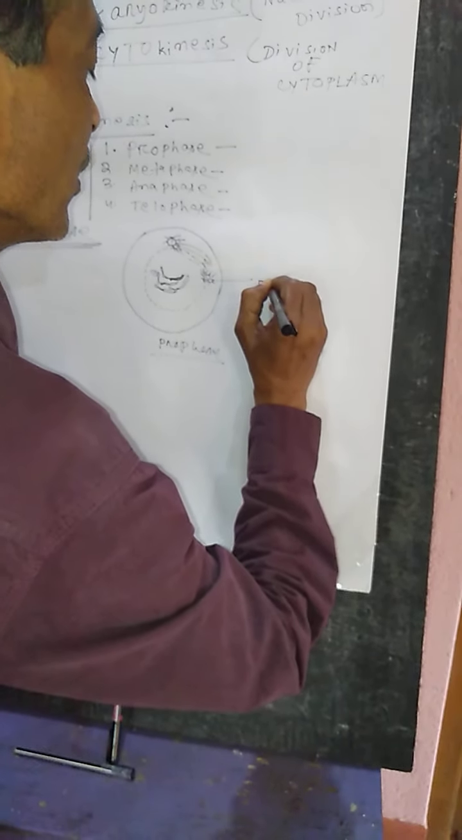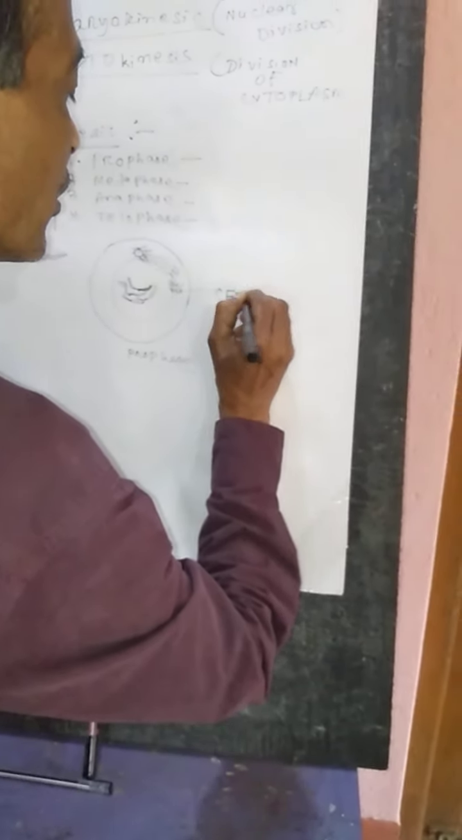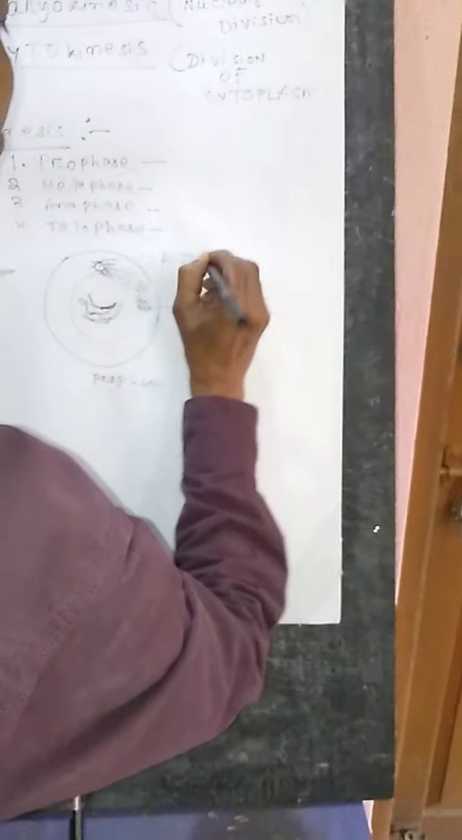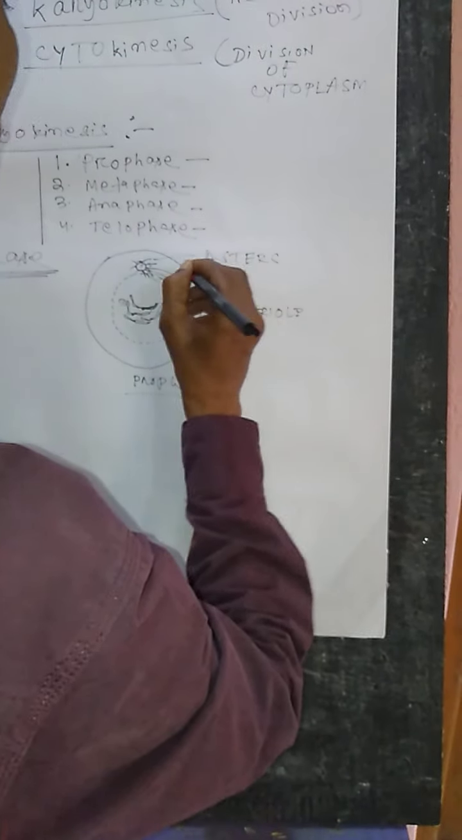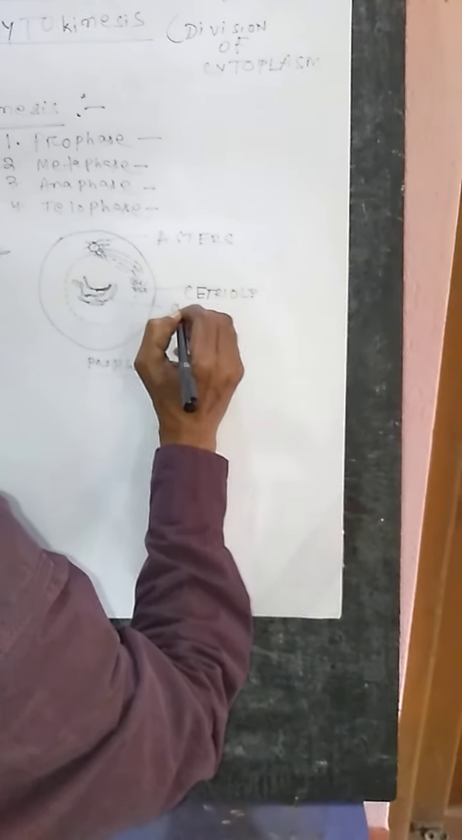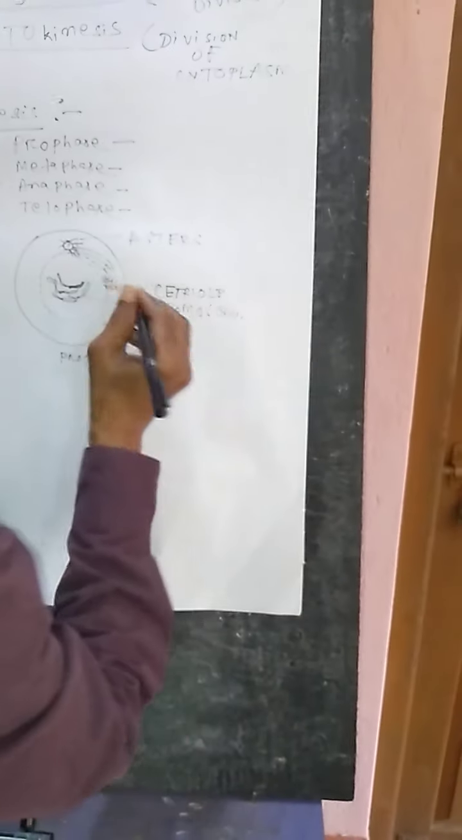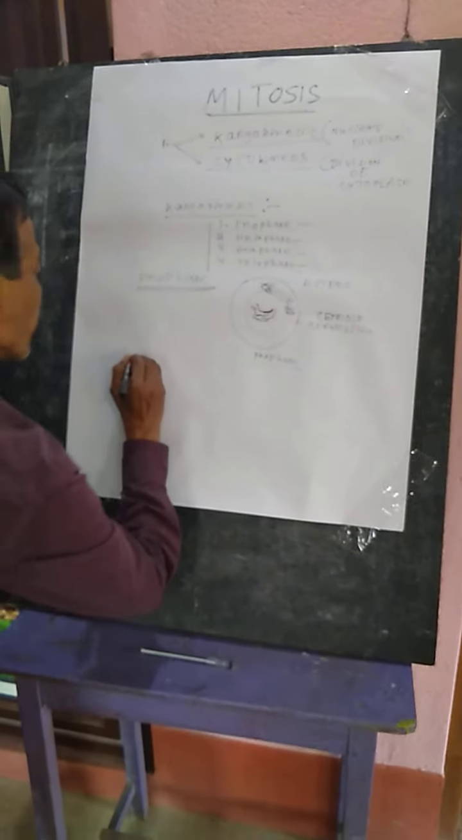Centriole, asters, chromosome. This is prophase. Then metaphase.